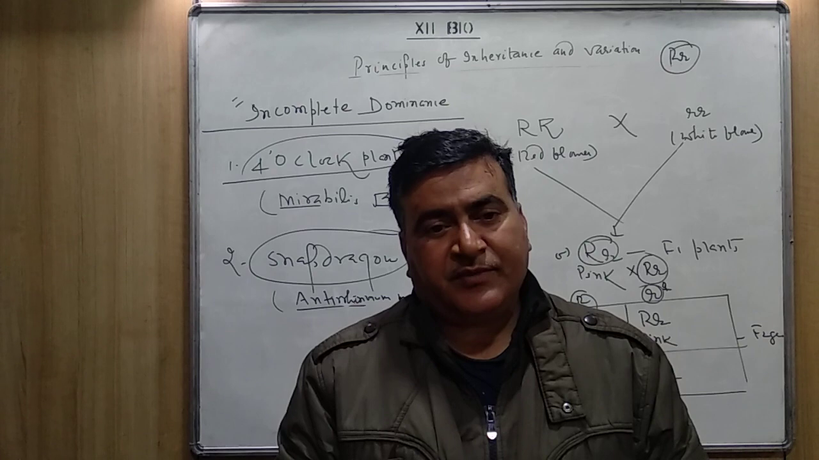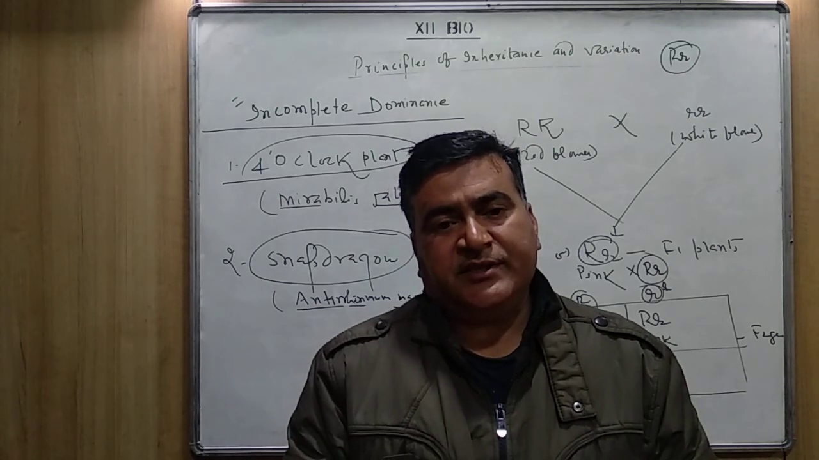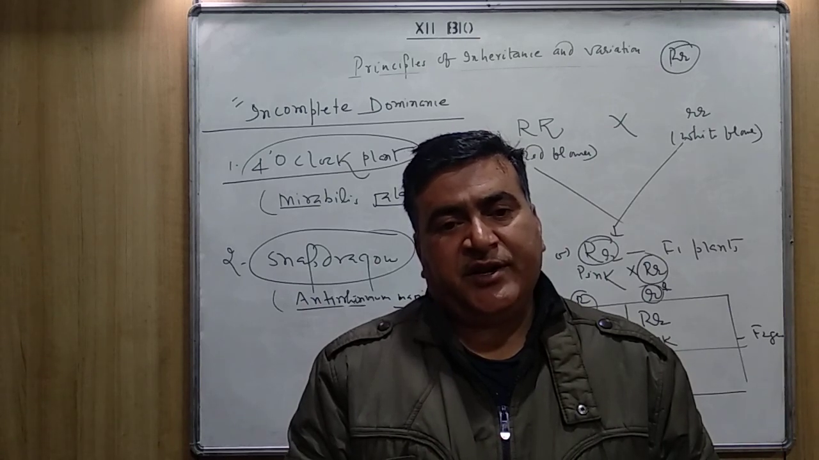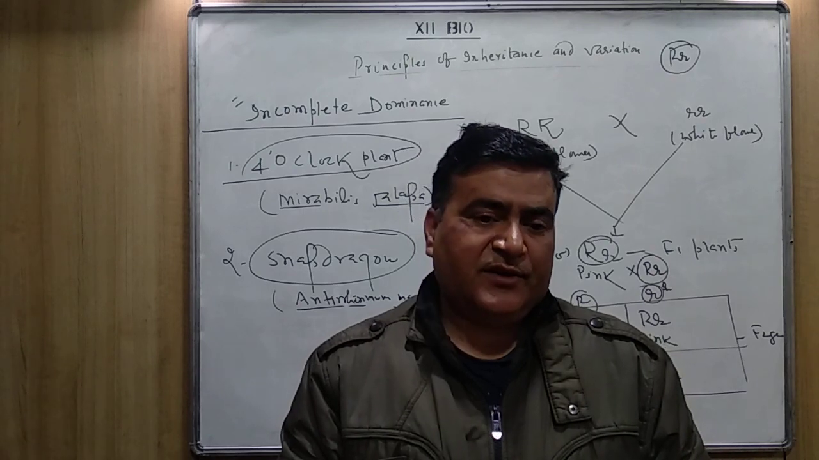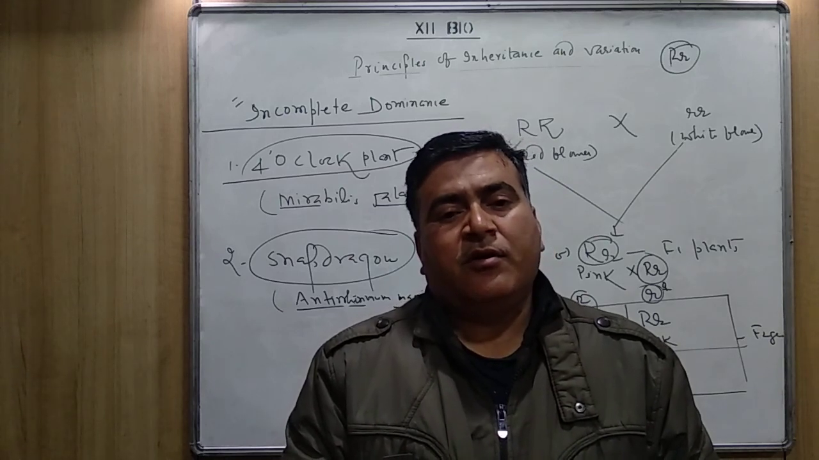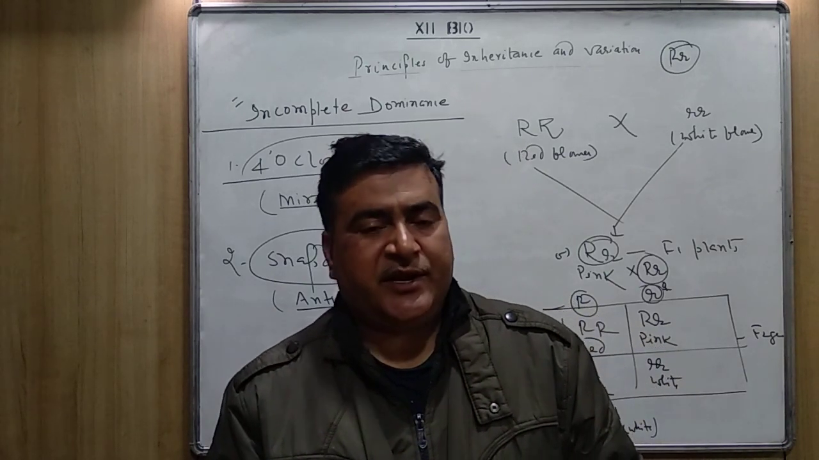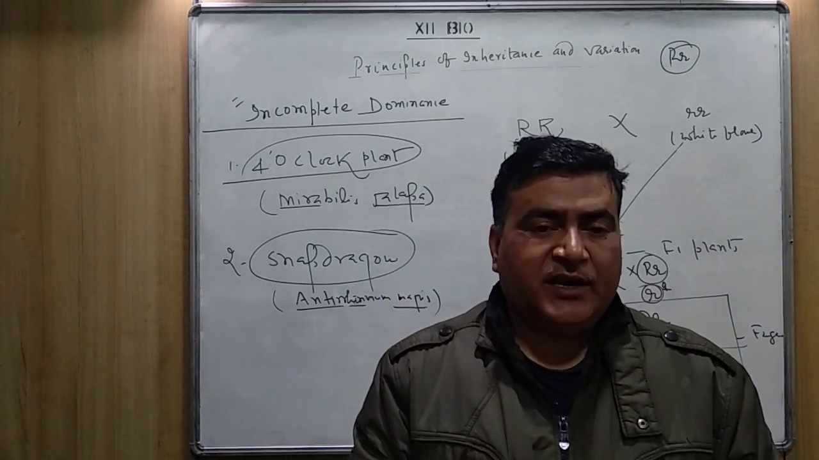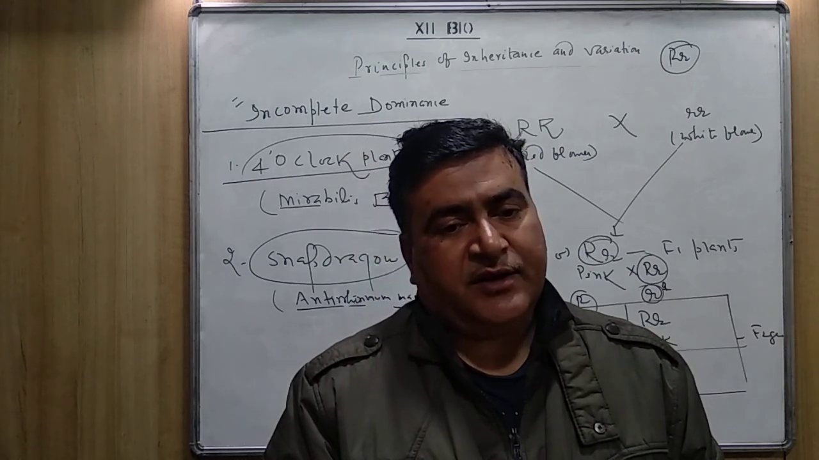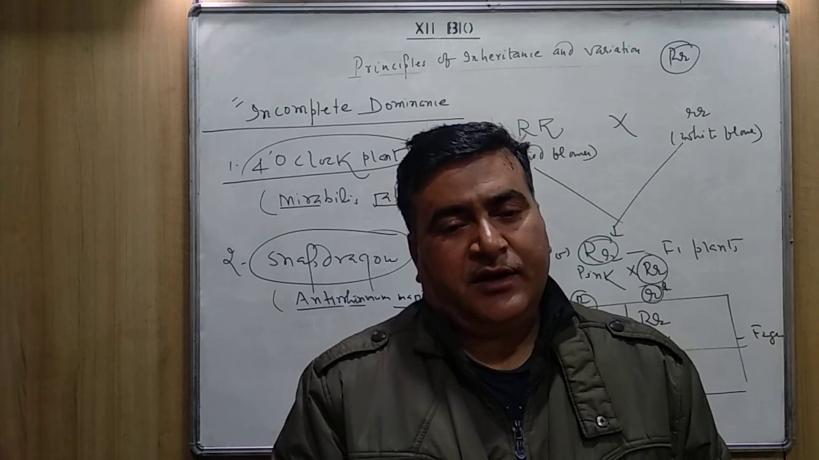Question number 3: Name the plants in which incomplete dominance was reported. Next question: Define incomplete dominance with the help of diagram and examples.